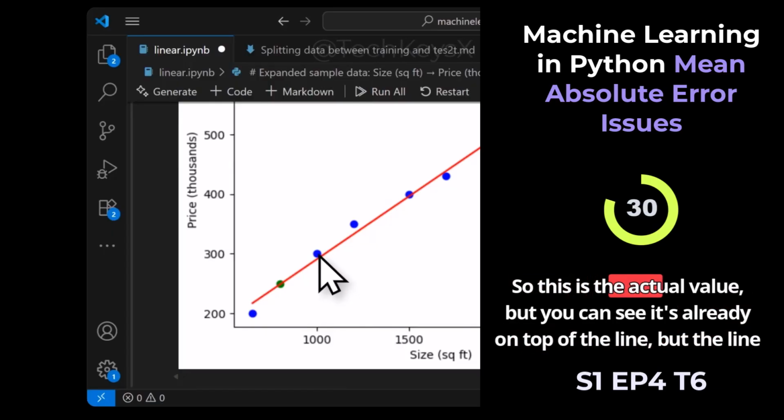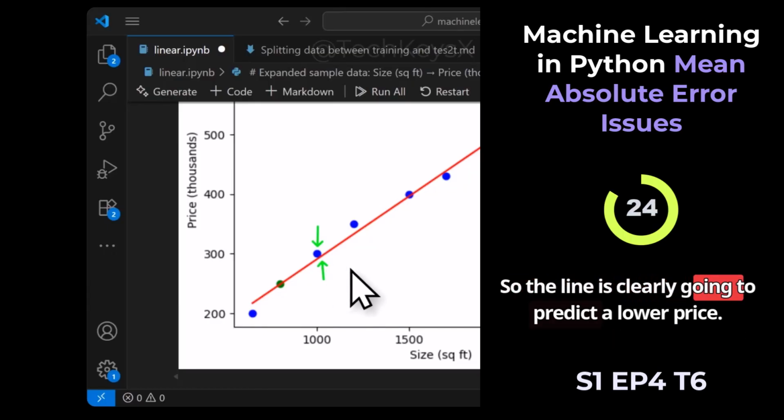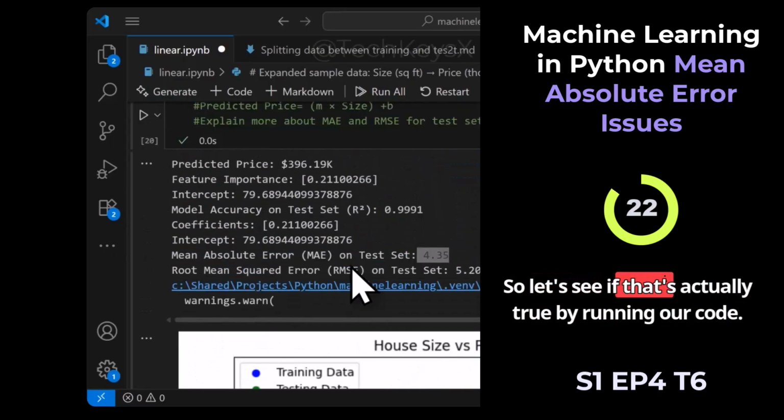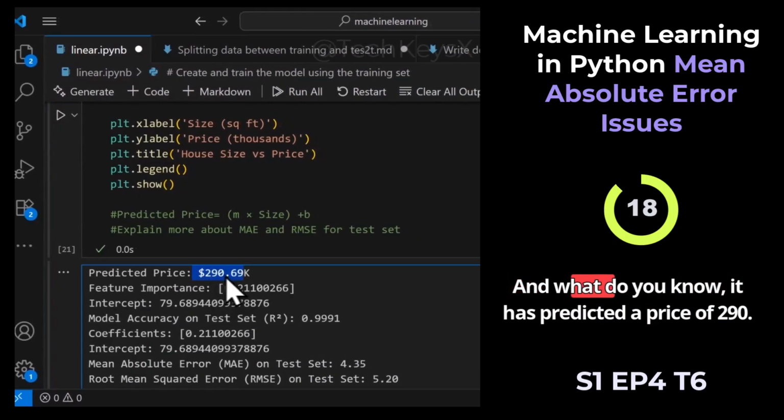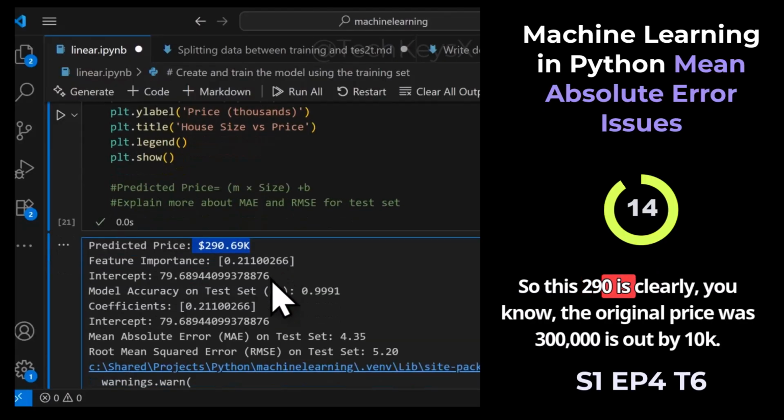So this is the actual value, but you can see it's already on top of the line, but the line is lower. So the line is clearly going to predict a lower price. So let's see if that's actually true by running our code. So we'll just click this play button, and what do you know? It has predicted a price of 290. So this 290 is clearly, the original price was 300,000, out by 10k.